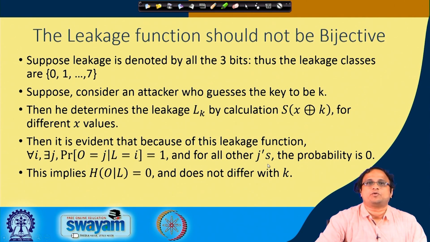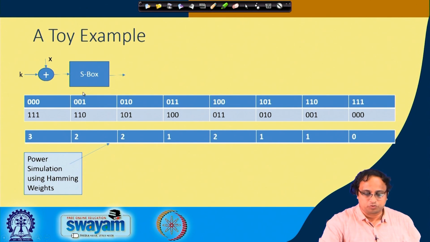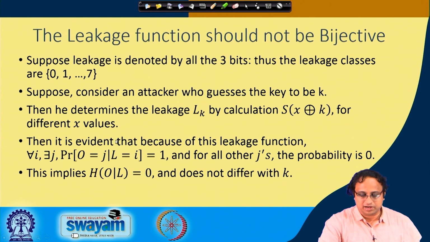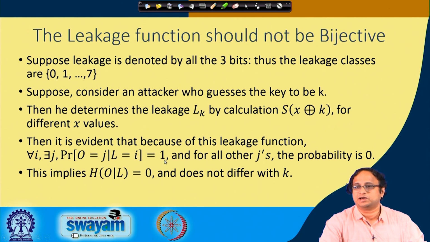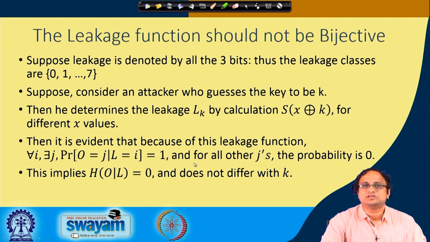There is one further important point which should be mentioned here: the leakage function should not be bijective. Suppose in this particular example I choose all the 3 bits as my leakage value. That means if I choose all the 3 bits of my output S box, then there are 8 possible classes. If you think a while, you will understand that because of this leakage function, for all i there will exist one j for which this conditional probability will be 1, because the mapping will be bijective. So we always fall into that case, whereas for all other j's the probability will be 0. If this happens, H(O given L) will be 0 and it will not differ with k.